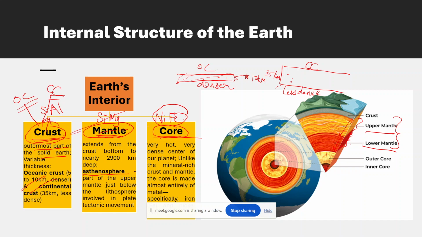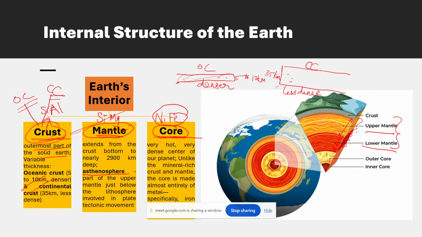And then when you come to the core, that is the centermost part. You can just imagine this to be kind of a layered cake, or else you can imagine a fruit with a seed inside. That seed is the core. That way you can think. So the core is very hot, obviously. As you go towards the center of the earth, it is very hot, and the pressure is also very high. So a very hot, very dense center of our planet.